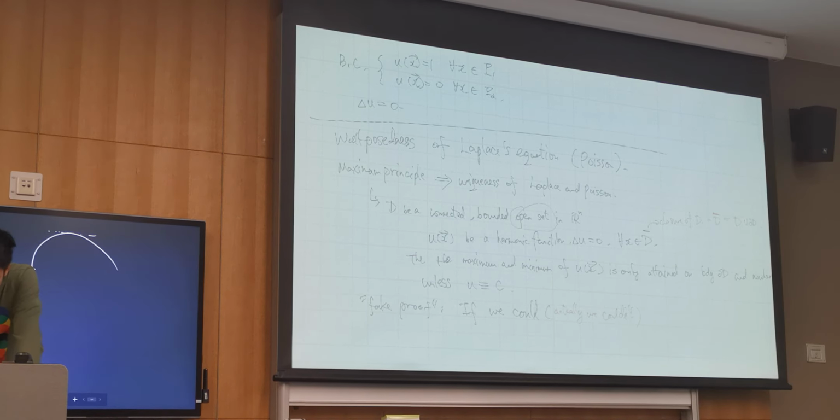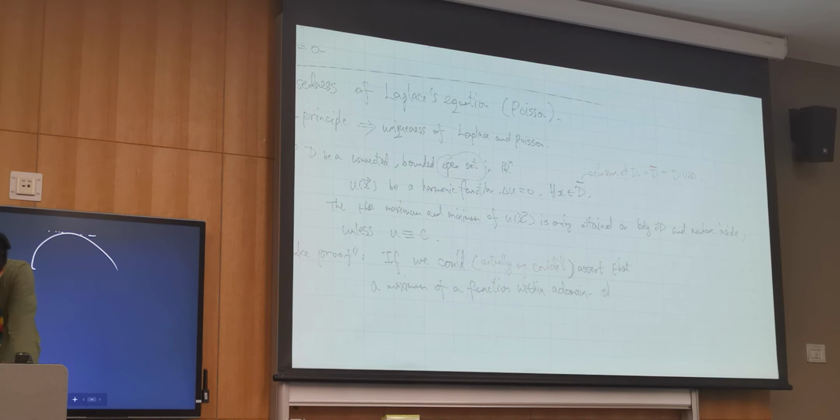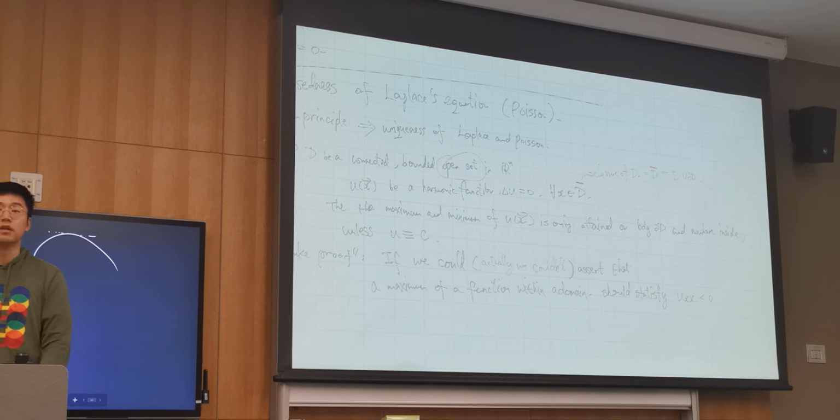If we could assert that a maximum of a function within a domain, which means the maximum is not on the boundary, should satisfy u_xx strictly smaller than 0, then we're done.